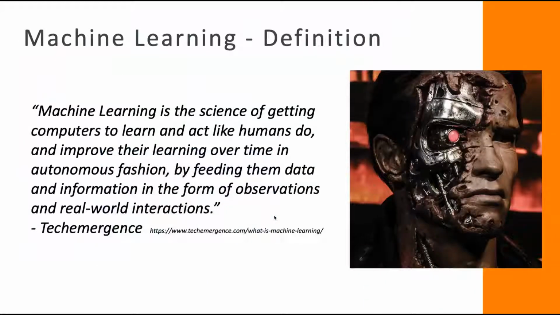The first thing we want to do, and this is behavior analysis done by machine learning, so I thought it was wise to get a definition of machine learning. Machine learning is the science of getting computers to learn and act like humans do and improve their learning over time in an autonomous fashion by feeding them data and information in the form of observations and real-world interactions. So while it's not quite Terminator and the ability for computers to think for themselves, it's a step in that direction.